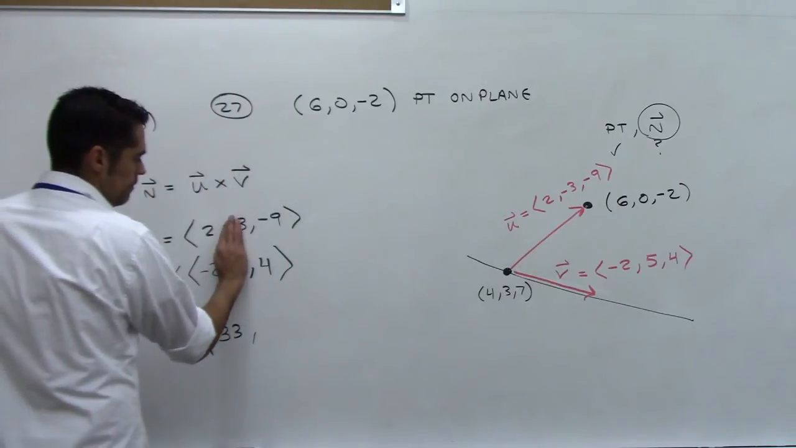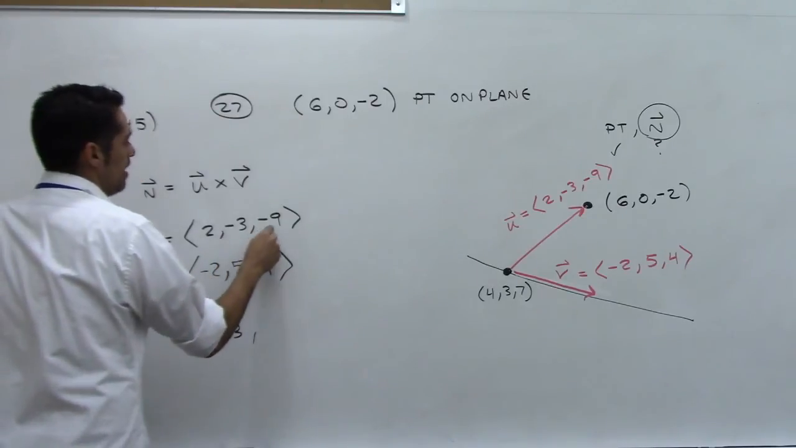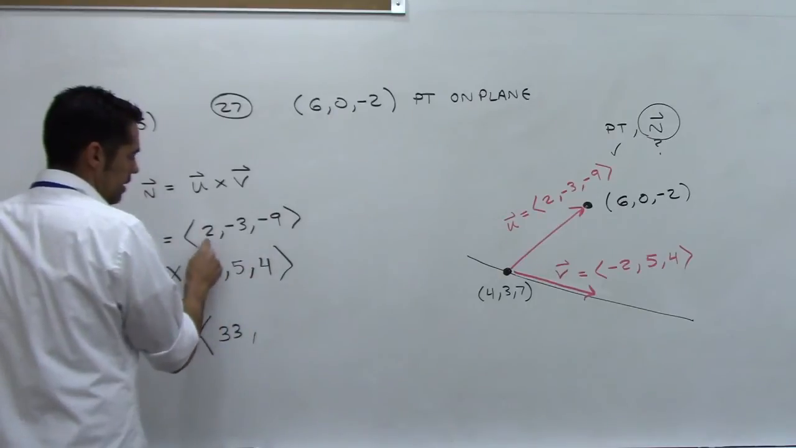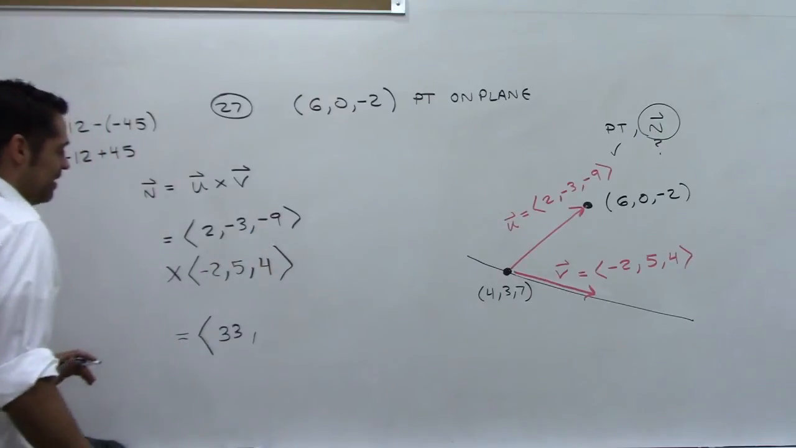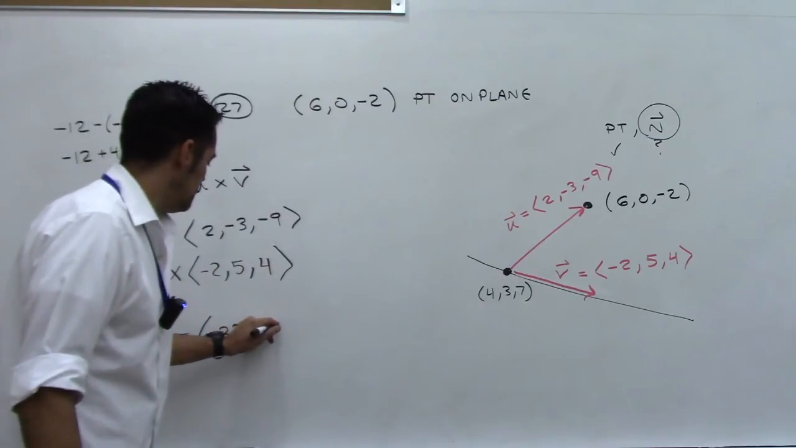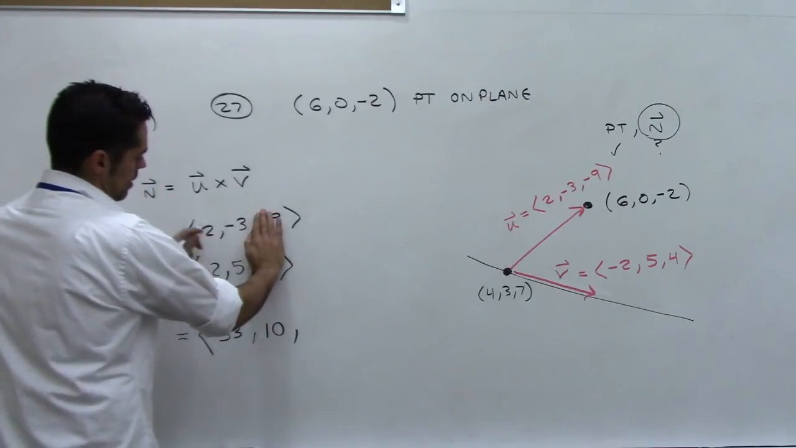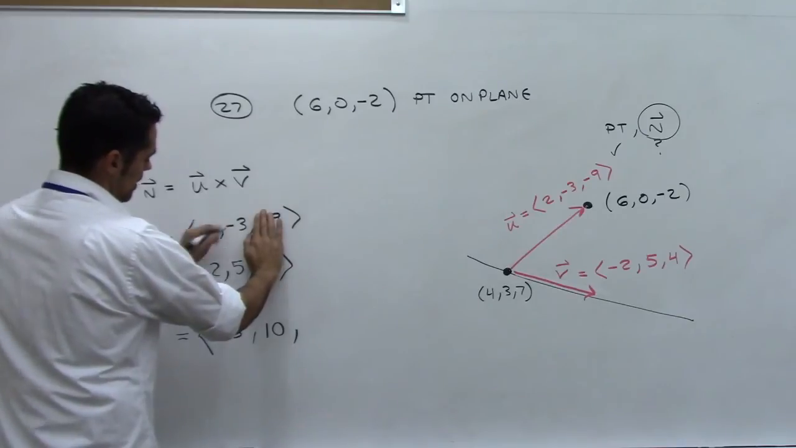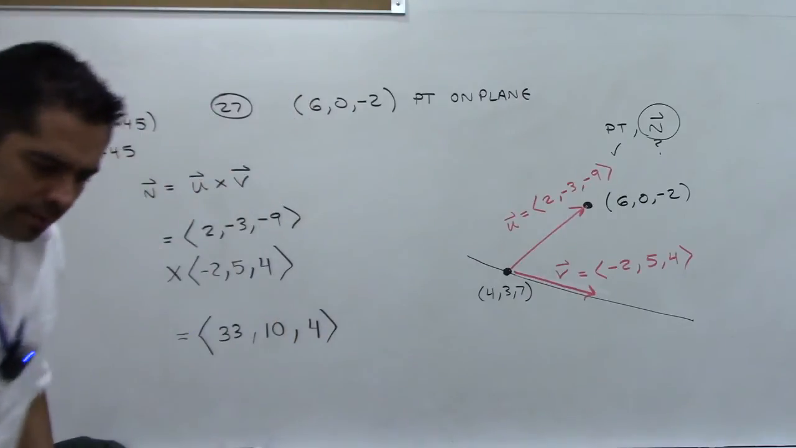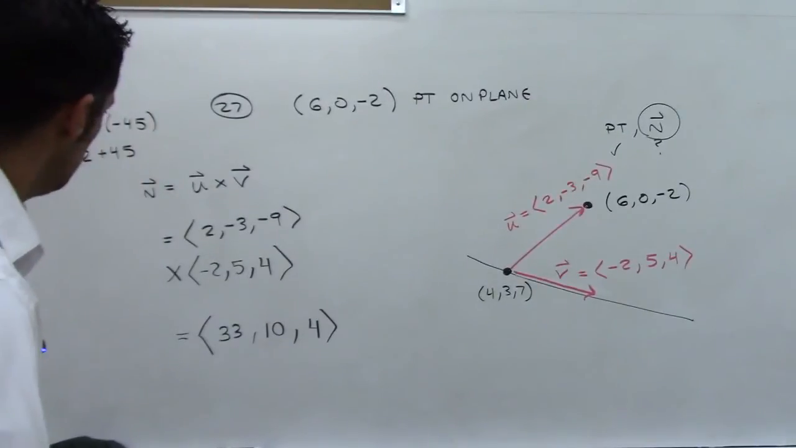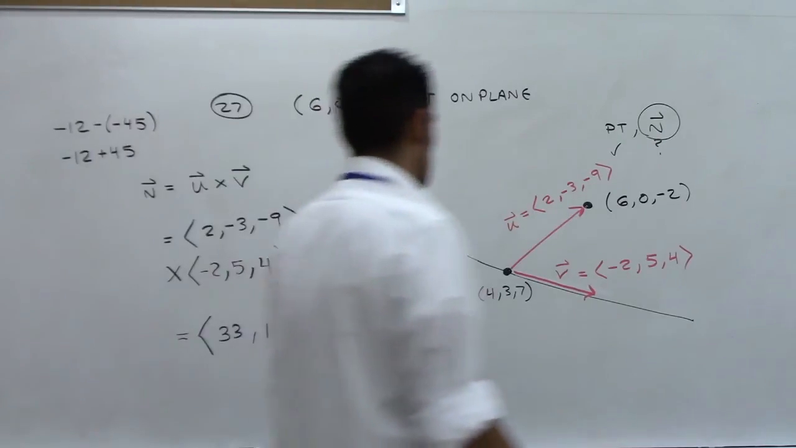Now I cover up the middle one. I get 2 times 4 is 8, and then I take away positive 18. So 8, take away positive 18 is going to be negative 10. Then I switch it to positive, 10. And then I cover this up, I get 10, and then I take away positive 6, so that's going to be 4. Let me just check that, make sure I got that before I go any further. Yes, okay, so that's it. That's my normal vector.